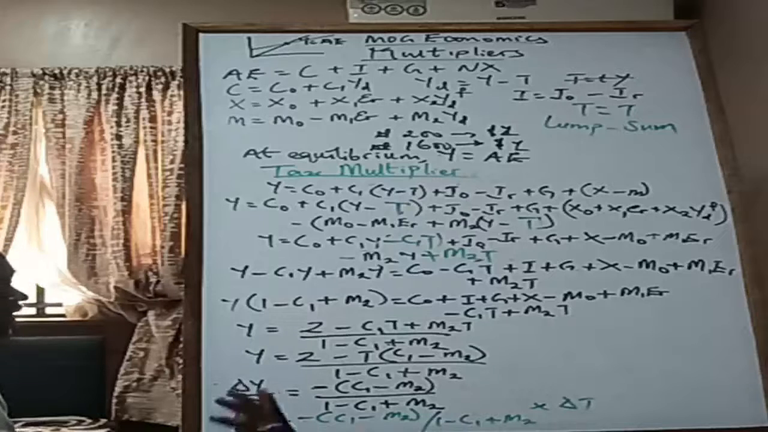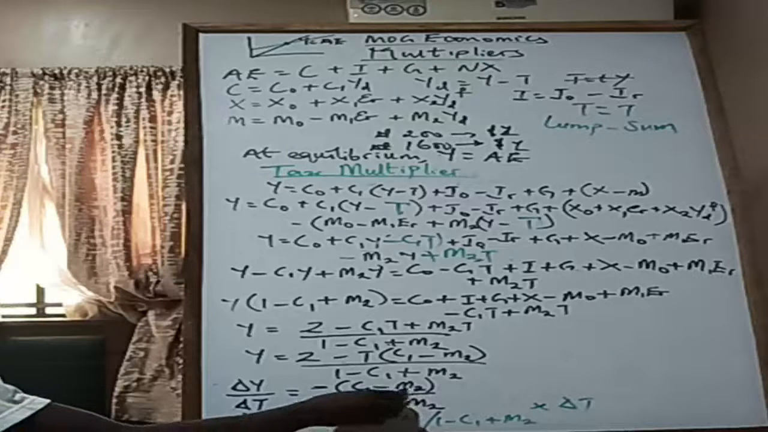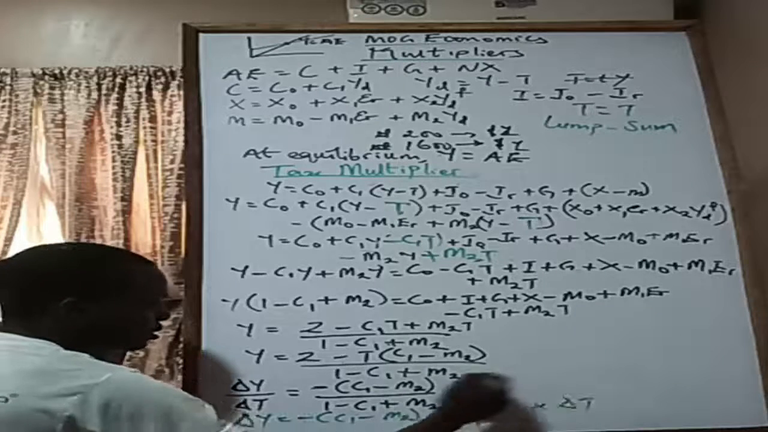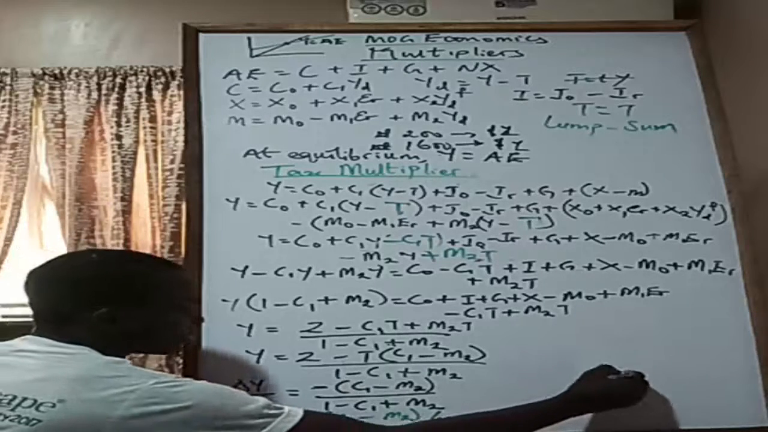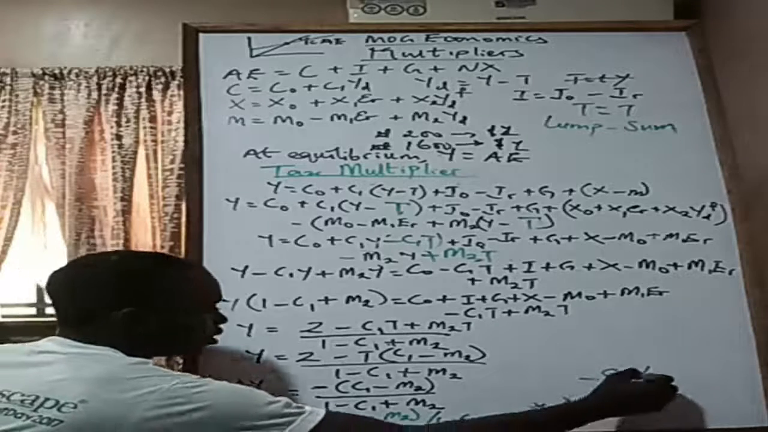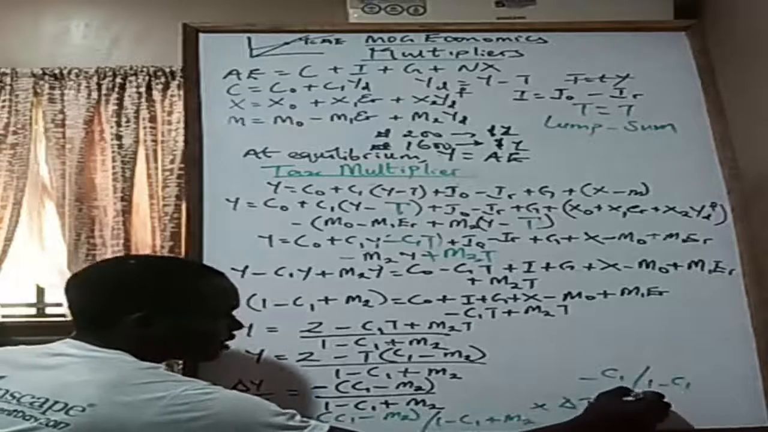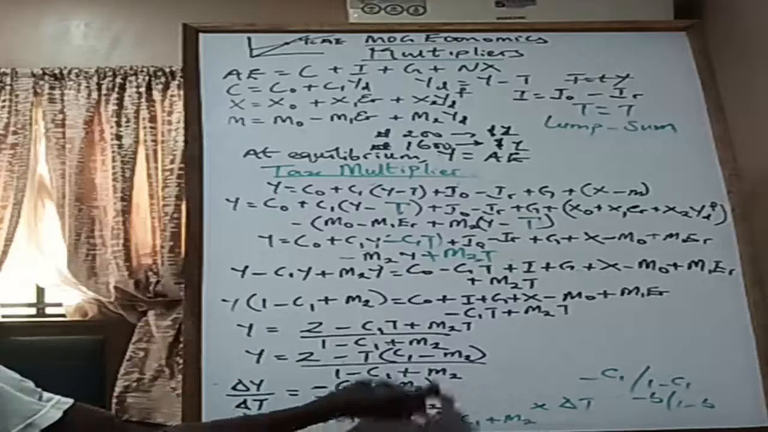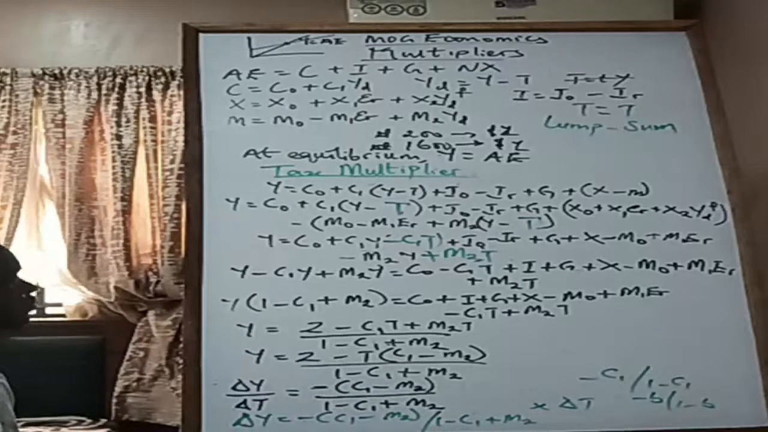Now, if your economy happens to be a closed economy, what then is going to be your tax multiplier? You will not have m2 because you had imports only because your economy was open. So in that case, you're just going to have minus c1 divided by 1 minus c1. In some books, you just have minus b over 1 minus b. So that's what you're going to have. Just note all of these things.